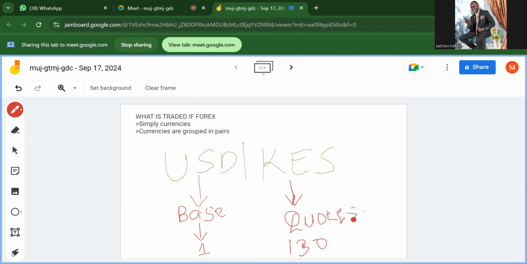The base currency is also the stronger one. You can clearly tell that. Definitely the dollar is stronger than the Kenya shilling. So the first one in the pair is usually the stronger one, it is equated as 1, and it also happens to be the stronger one.